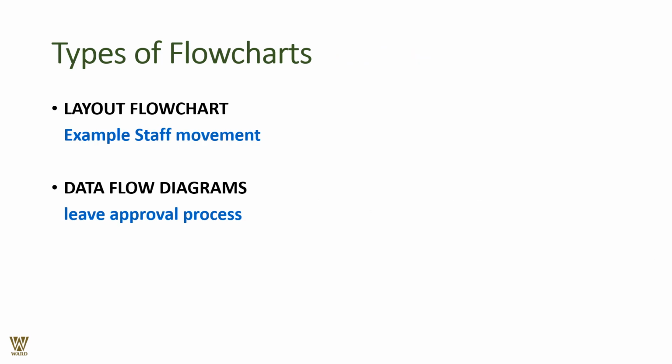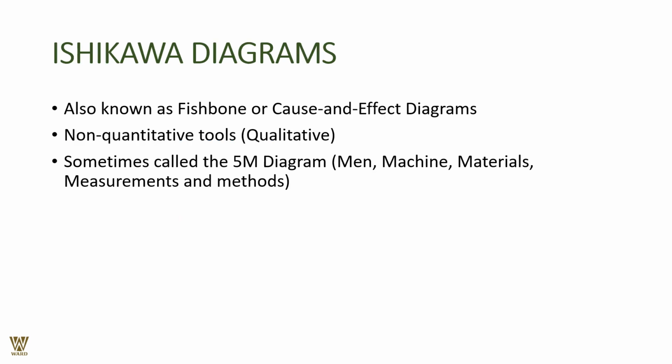For example, there's a movement of goods, there's a movement of staff, and then there is a data flow chart. That is probably how information is being passed or processed. So one is the layout flow chart, example of movement of goods or staff, and the data flow chart, which is an example of the movement of data or information from one point to another point. For example, the example which has been given is a leave approval process thereby.